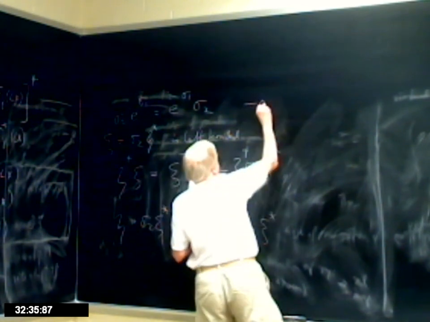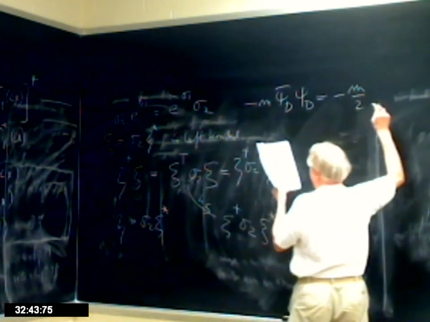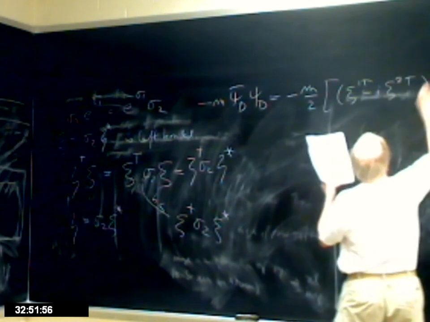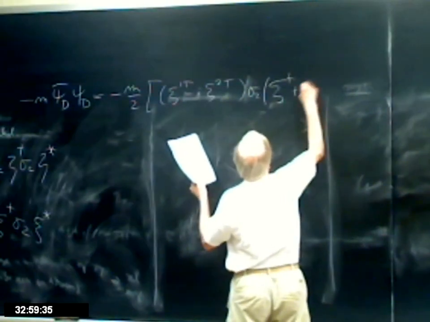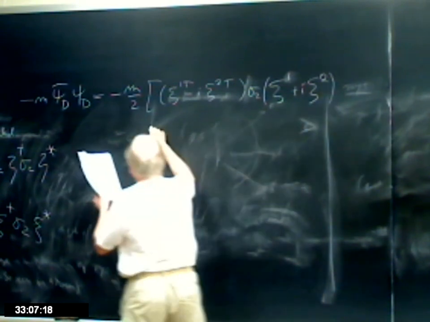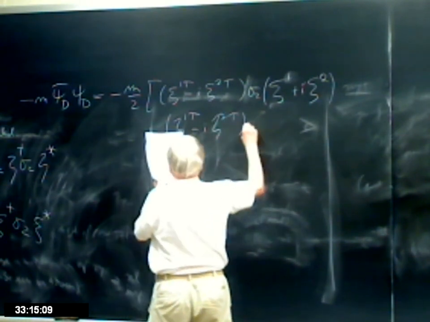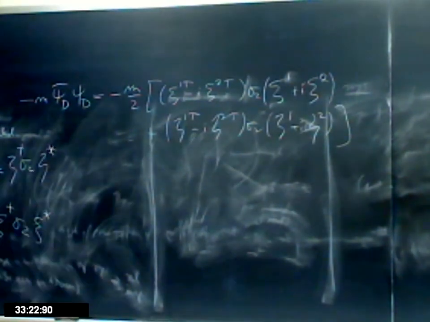All right. So, to recapitulate, minus M psi bar d psi d, the Dirac mass term, all together you can rewrite as minus m over 2 times c1 transpose minus I c2 transpose, sigma 2, c1 plus I c2, plus zeta 1 transpose minus I zeta 2 transpose, sigma 2, zeta 1 plus I zeta 2. So you can write them all as Majorana mass terms. Or equivalently, you can express everything in terms of C's or everything in terms of zetas.